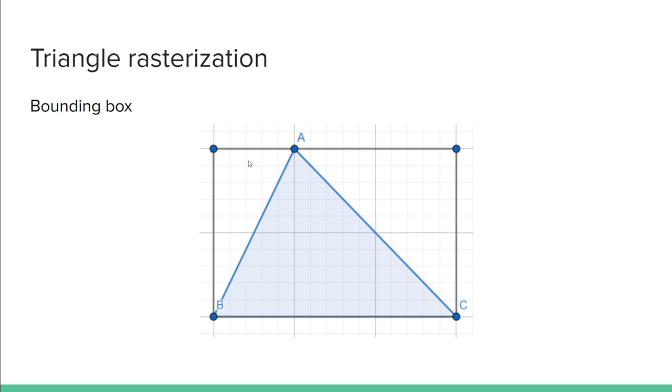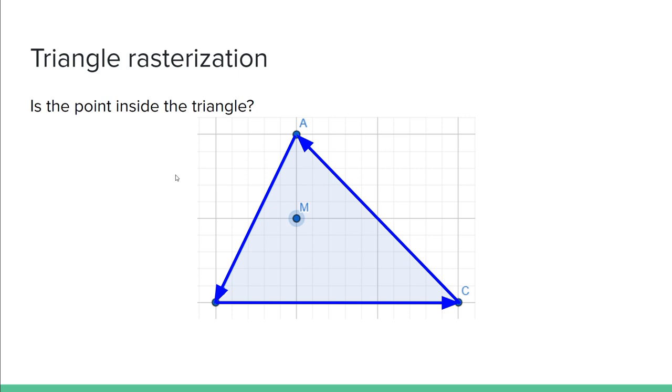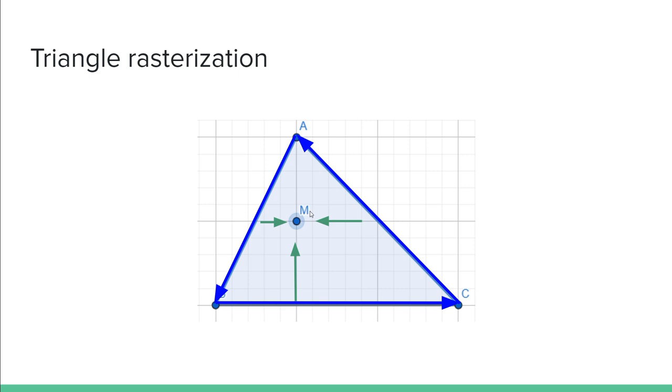And at this moment, the tutorial suggested using barycentric coordinates, if I remember correctly. But I decided to do something different. I decided to ask myself, is this point to the left of all the three edges? If it is, it's part of the triangle and I need to draw it, otherwise I can skip it. And as we can see, it is to the left of each one of the edges.